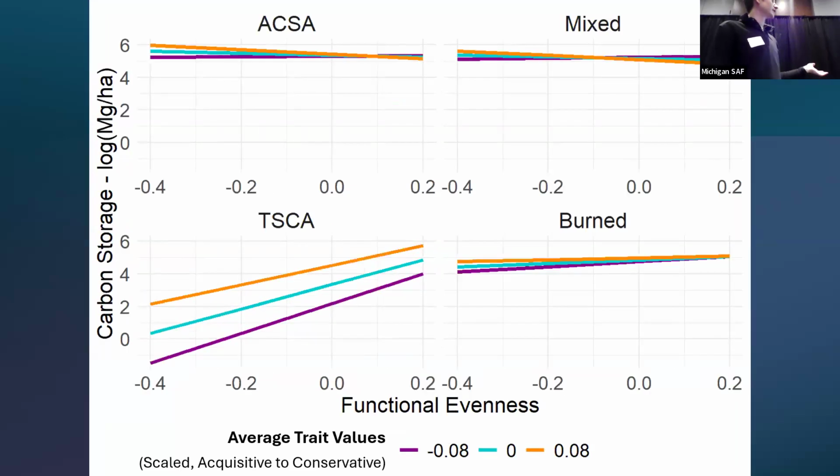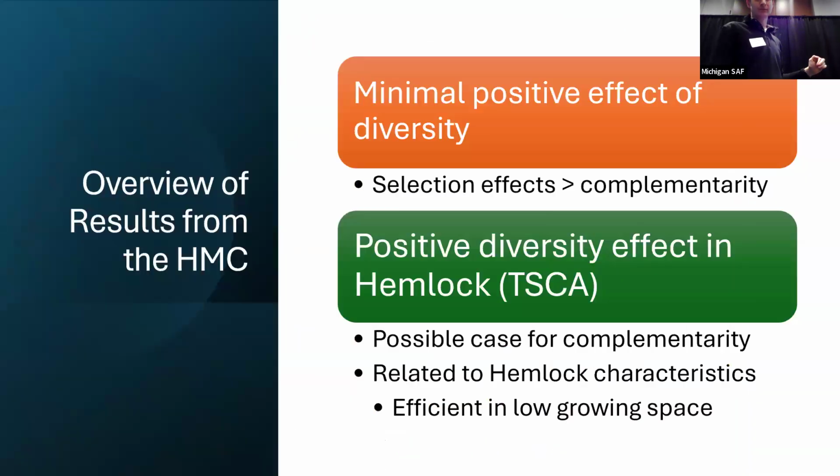Functional evenness, we have a very similar thing going on, where only the hemlock is responding positively to this functional diversity. The other community types have neutral or no response. So the minimal positive effects of diversity suggest that selection effects are prevailing over complementarity effects for most of our stand conditions or community types. But we do have positive diversity effects in the hemlock specifically, a case for complementarity.